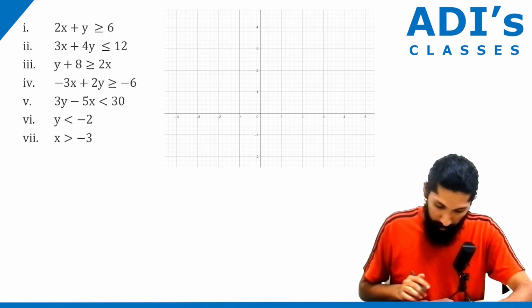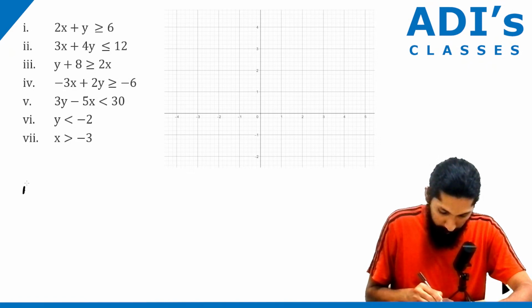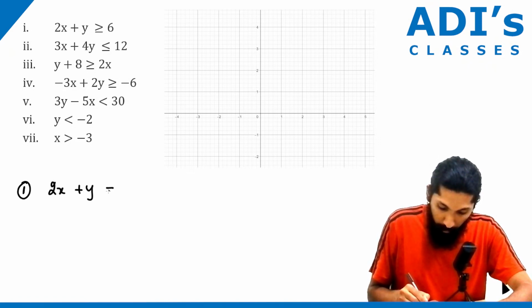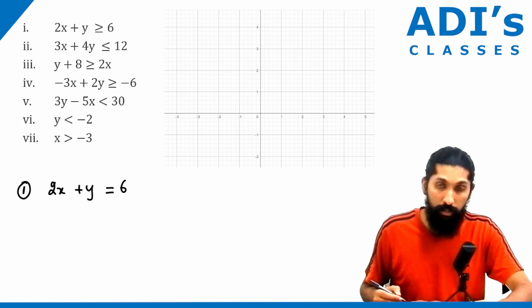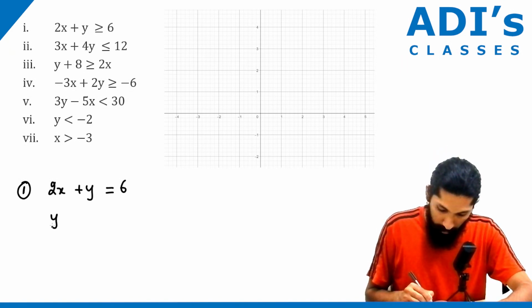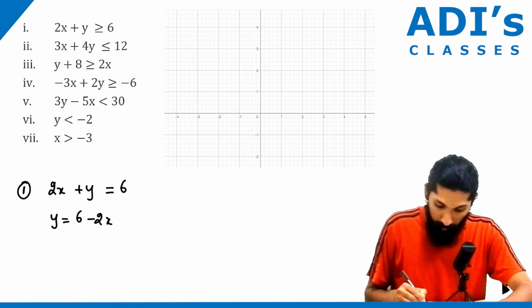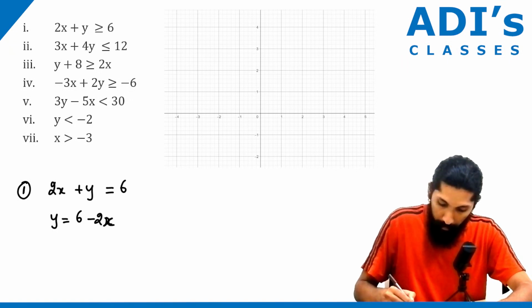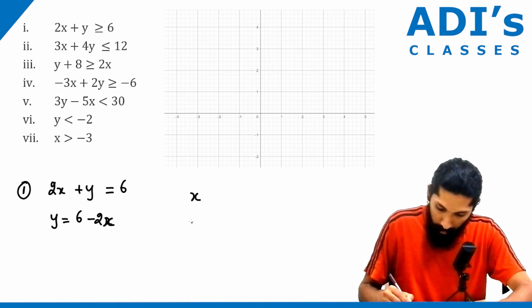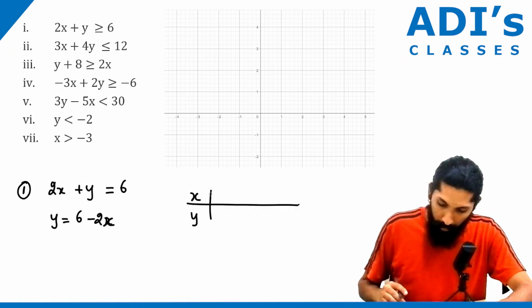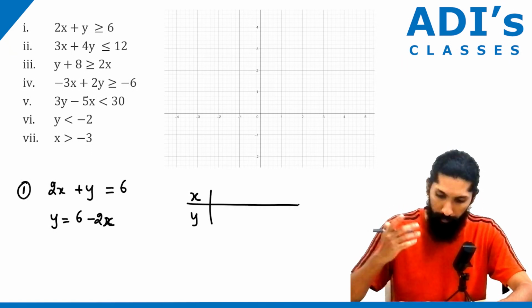So that means in this particular question, this is the first one, 2x plus y is equal to 6. Make it as equal to 6. So take y is equal to 6 minus 2x. Now 6 minus 2x, make the table. You have x, you have y. You can take 2 points, 3 points, however you want.